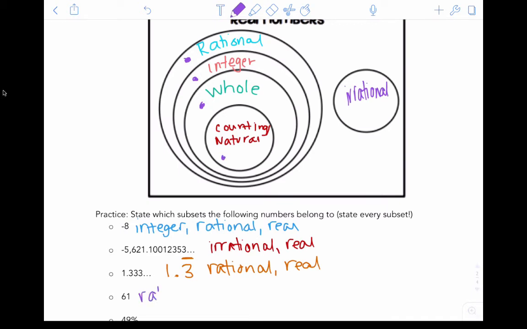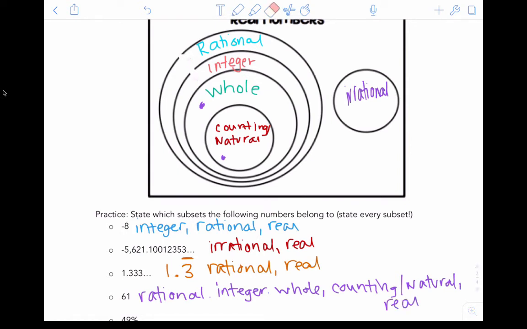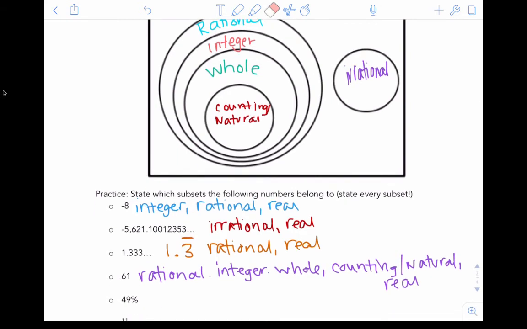So this is rational, an integer, a whole number, a counting or natural number, and then it is also real. All right, let's go ahead and move on to 49%.